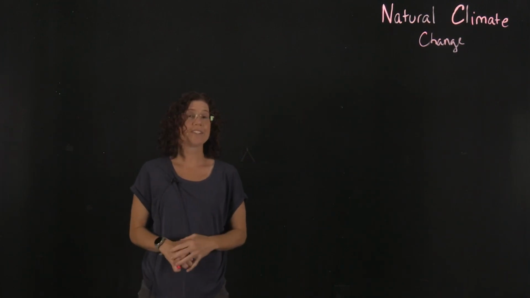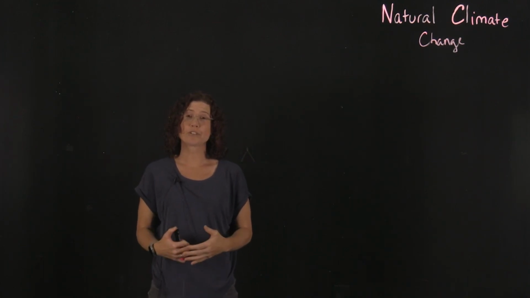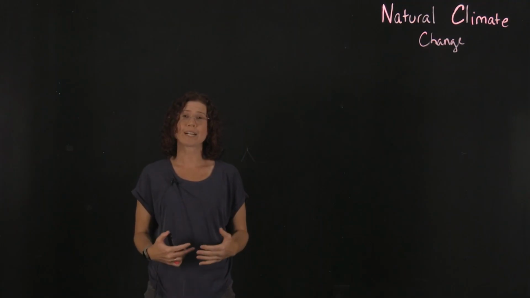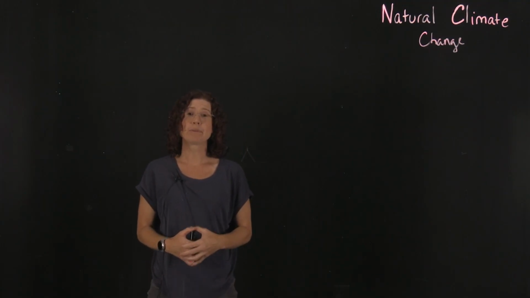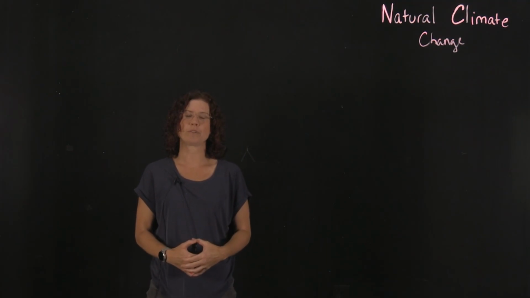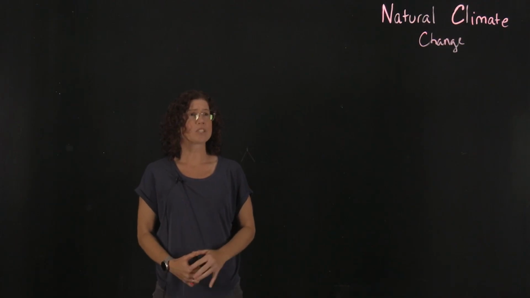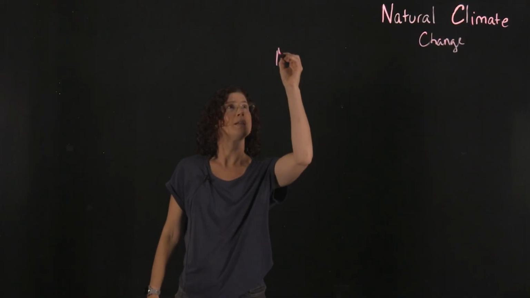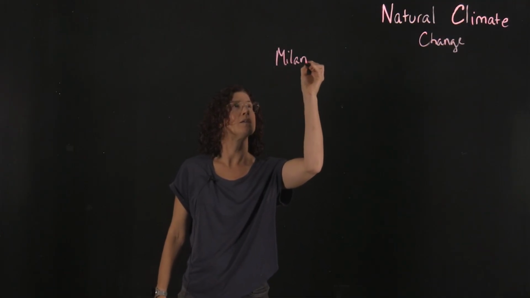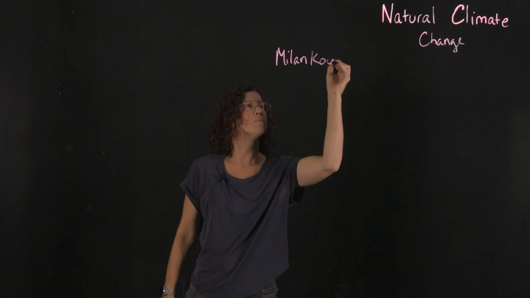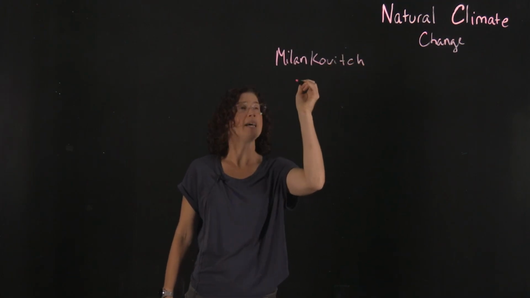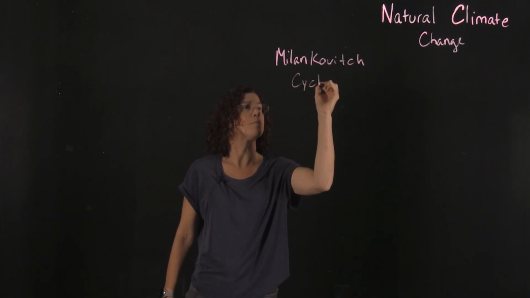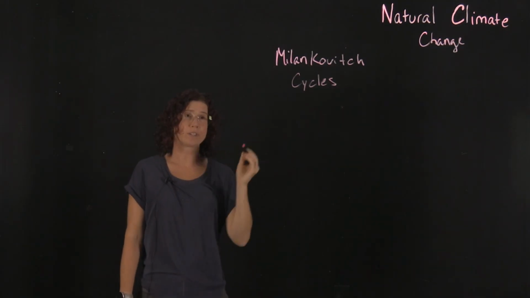Hi, welcome to the series of videos talking about natural climate change, or what are the factors influencing climate, and particularly outside of human influence. So a main factor we're going to consider today is the Milankovitch cycles. Now, Milankovitch cycles are named after a scientist with the last name Milankovitch who discovered these cycles.